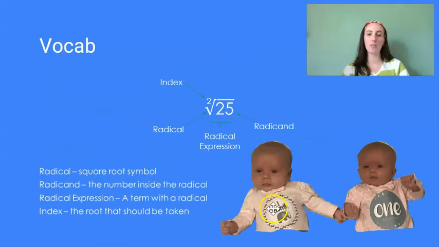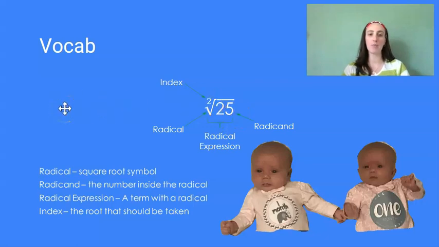Now before we go, teaching assistants Brooke and Sophia do have a few vocabulary words that they need to share with you. The first vocabulary word we've already talked about, that's the word radical. That is the square root symbol. The next vocabulary word is radicand. The radicand is the number that's underneath the radical symbol. So in this case, it's the 25.